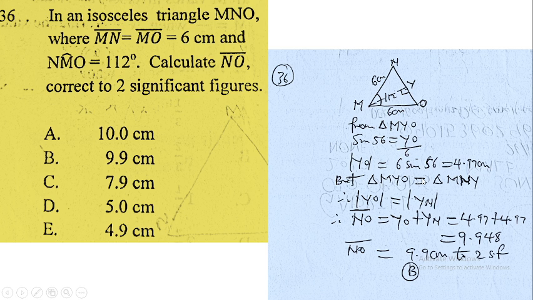So as I said here, the two triangles are equal, and YO is equal to YN. So that means this side NO will be YO plus YN. It will be 4.97 plus 4.97, and that will give us 9.948. And we have to take it to two significant figure. That will give us 9.9. And option B is the correct option for question number 36.